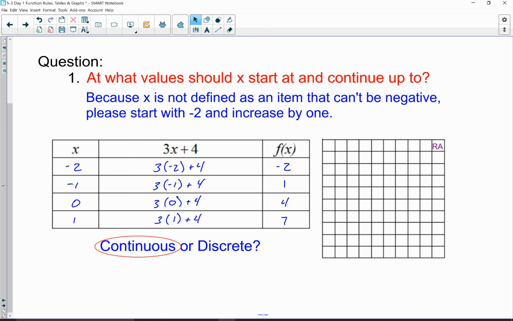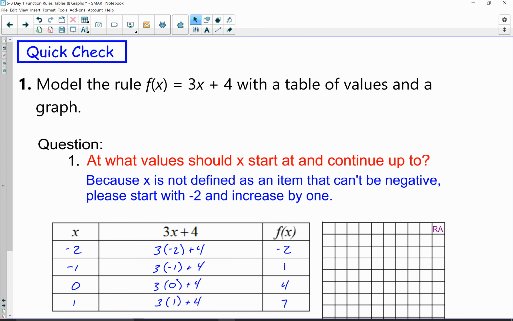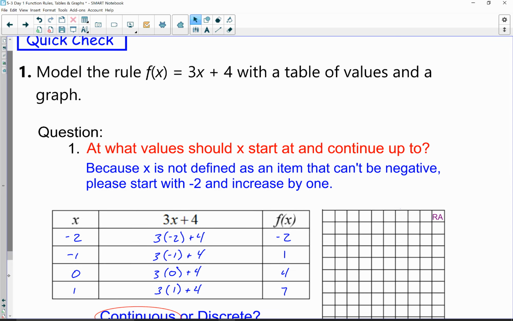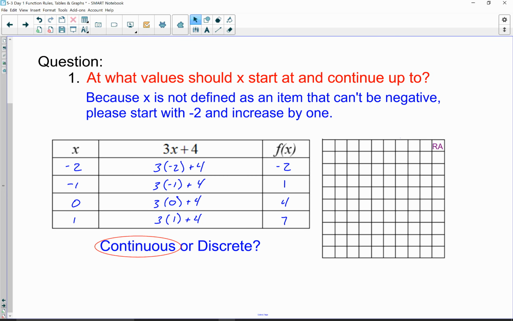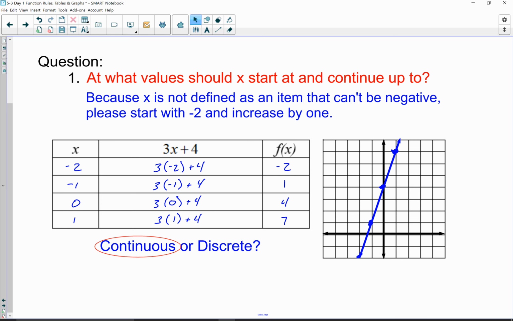So here's what the table should look like after you've shown all your work in the middle, found your output values on the right. So the points that we would be graphing would be (-2, -2), (-1, 1), (0, 4), and (1, 7). And then since this problem is not a word problem, it's not about anything specific, that is going to be continuous information, continuous data. So when we graph, this would be connected by a line, and your graph would look like this.